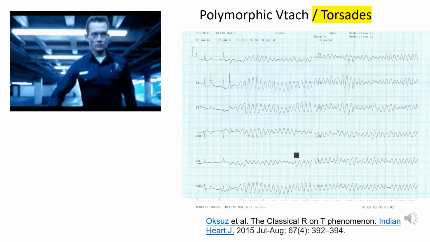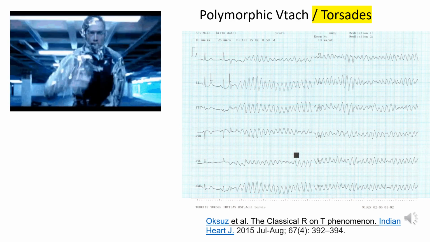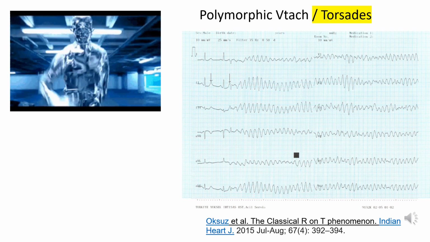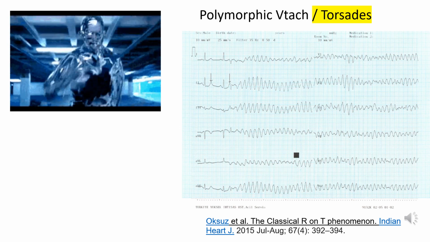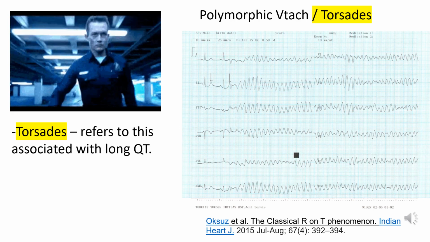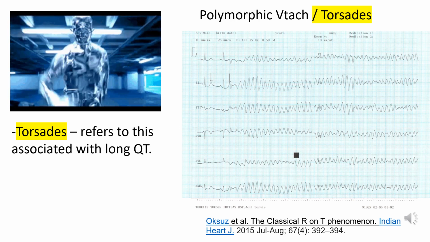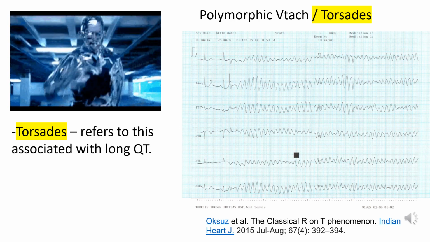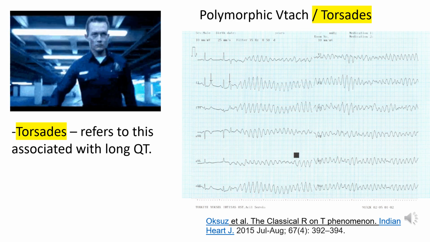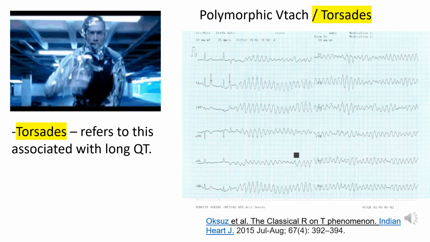Now for polymorphic VTAC and torsades. The note on terminology is that torsades refers to this rhythm in association with long QT. With ischemia, which is the other common place you'll see this rhythm, we just call it polymorphic VTAC. The terminology doesn't matter so much.